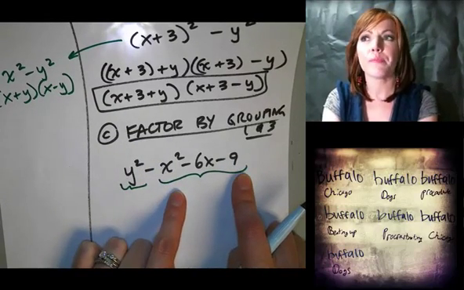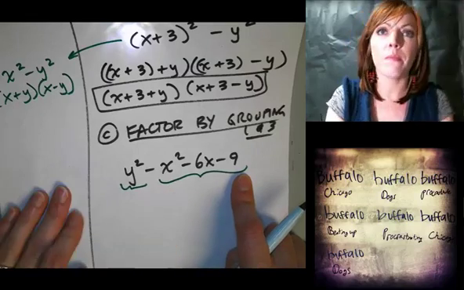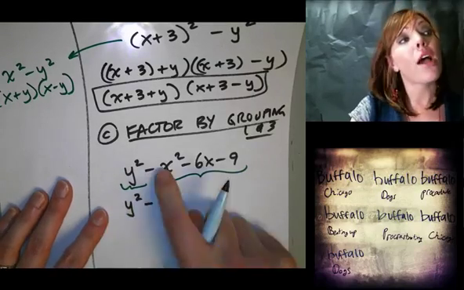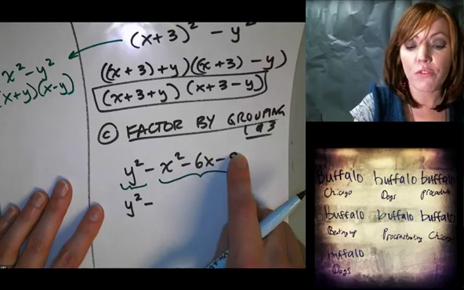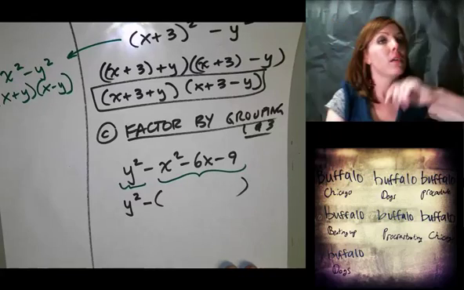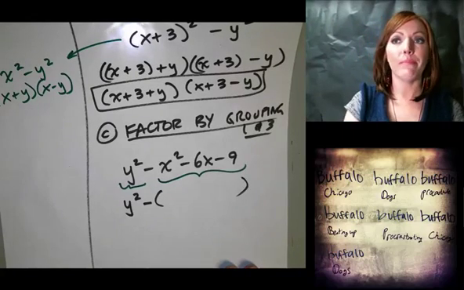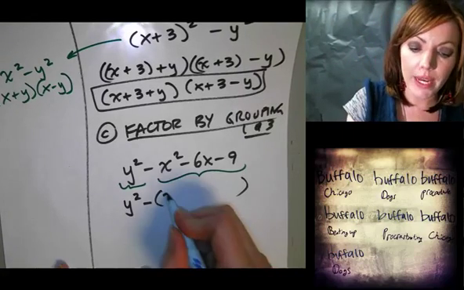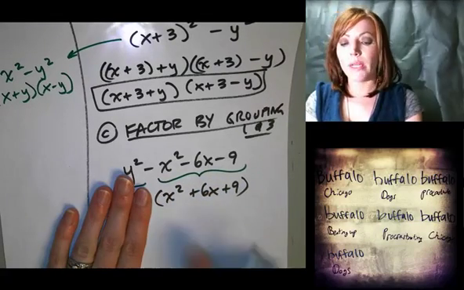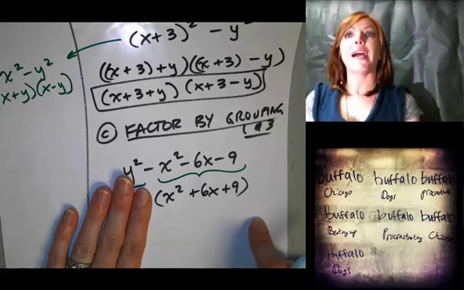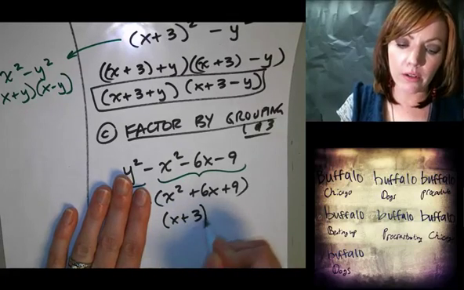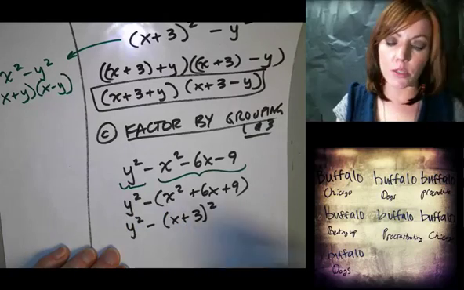Any ideas? Akashni? Okay, we can do that. So notice too that they all have a negative in them. So if we factor that negative out, what happens to the x squared, 6x and 9? Cool. X squared plus 6x plus 9. So what do we say x squared plus 6x plus 9 factors to? X plus 3 squared. Y squared minus x plus 3 squared.